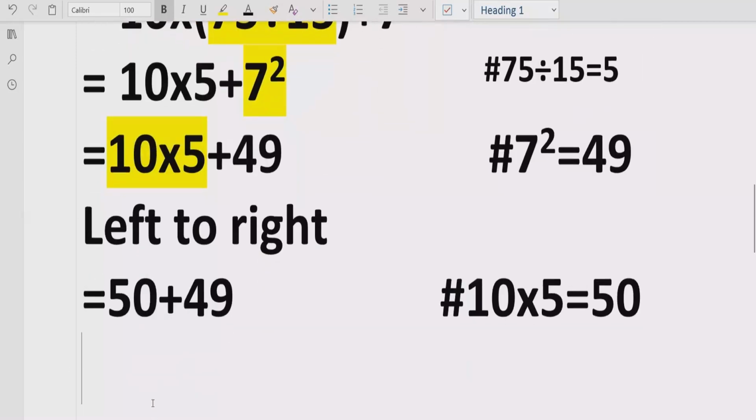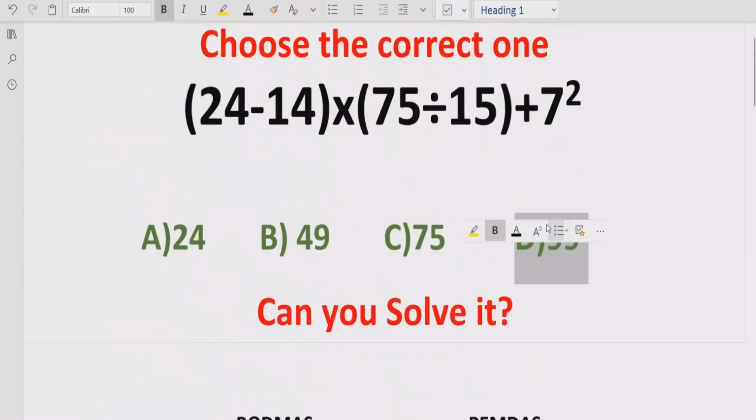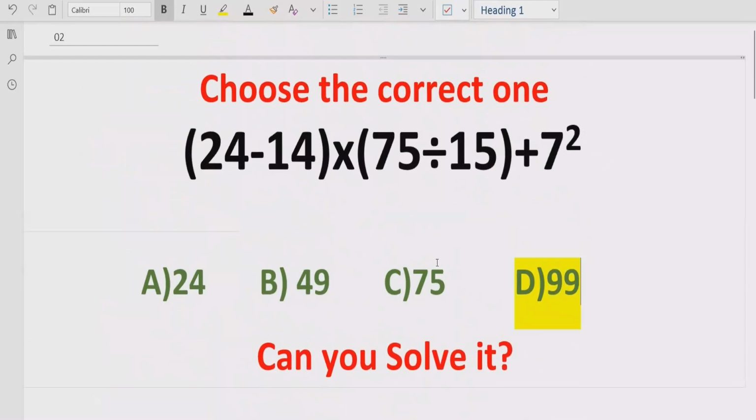If you see the expression now, we have two terms which are adding to each other. So both of them we will add and get the answer 99. So the answer of the given expression is 99. If you see the answer options, answer D is the correct answer of this expression. So I hope you understand how you can solve the given expression using PEMDAS and BODMAS method and find out the correct answer. So that's it for today.